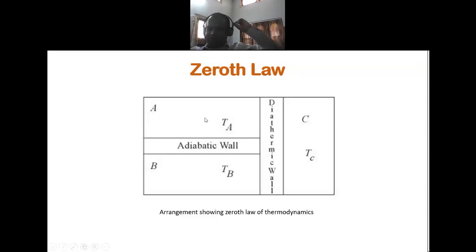Now both these systems A and B are connected to another system called C, capital C, you can see here, and A and B are connected to C by a diathermic wall. What is a diathermic wall? Diathermic wall means heat can pass through this wall. So adiabatic wall, no heat can pass. Diathermic wall, heat can pass.